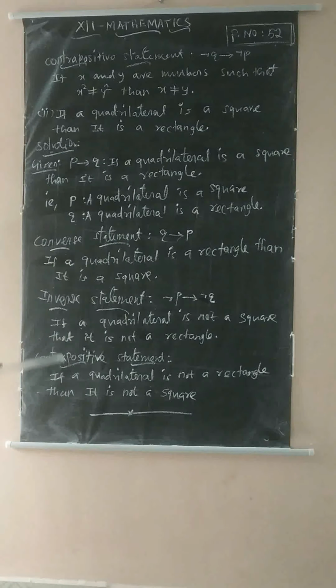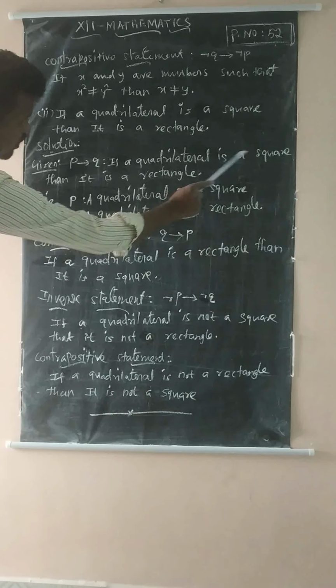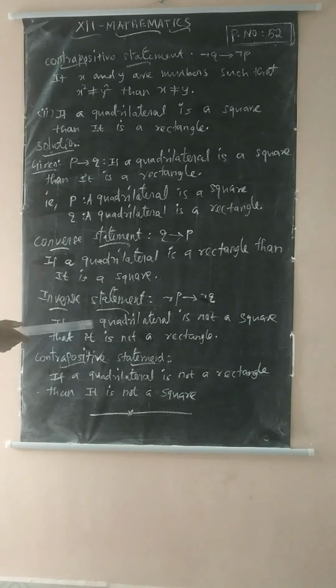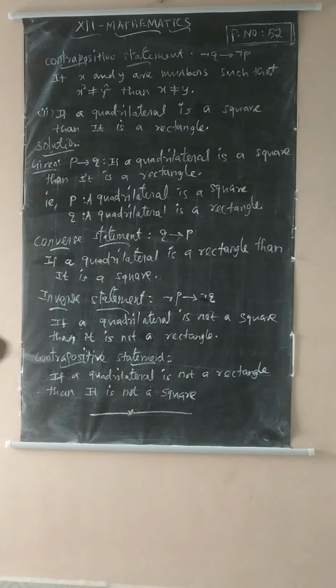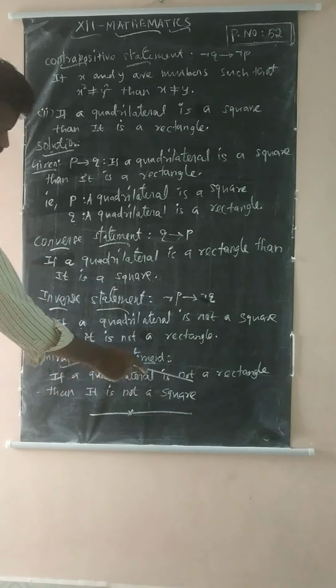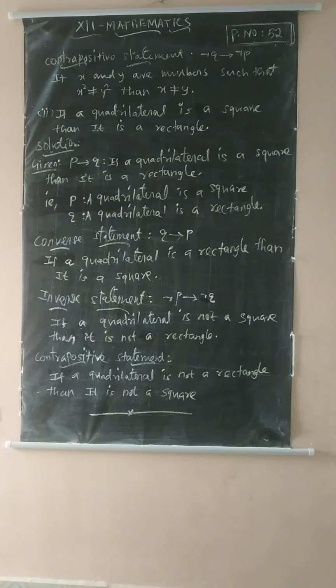If a quadrilateral is not a square, then it is not a rectangle, which is the inverse statement, students. Okay, next the contrapositive statement. Contrapositive statement is nothing but go to the converse statement and apply not. Then we get the contrapositive statement. If a quadrilateral is not a rectangle, then it is not a square, which is the contrapositive statement, students.